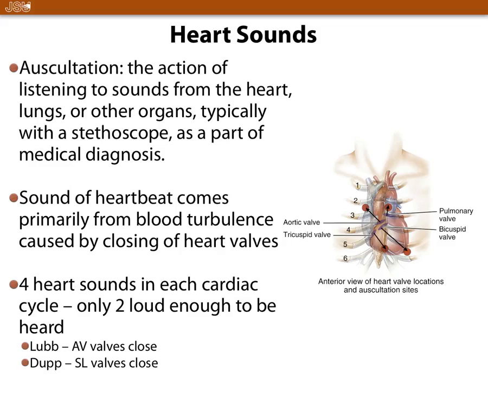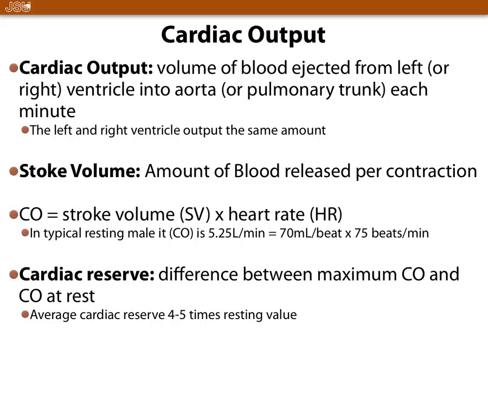We talked about the cardiac cycle, and you should have talked about heart sounds in your class. Cardiac output is the amount of blood left from the left or right ventricle, and then the stroke volume is the amount of blood released per contraction.